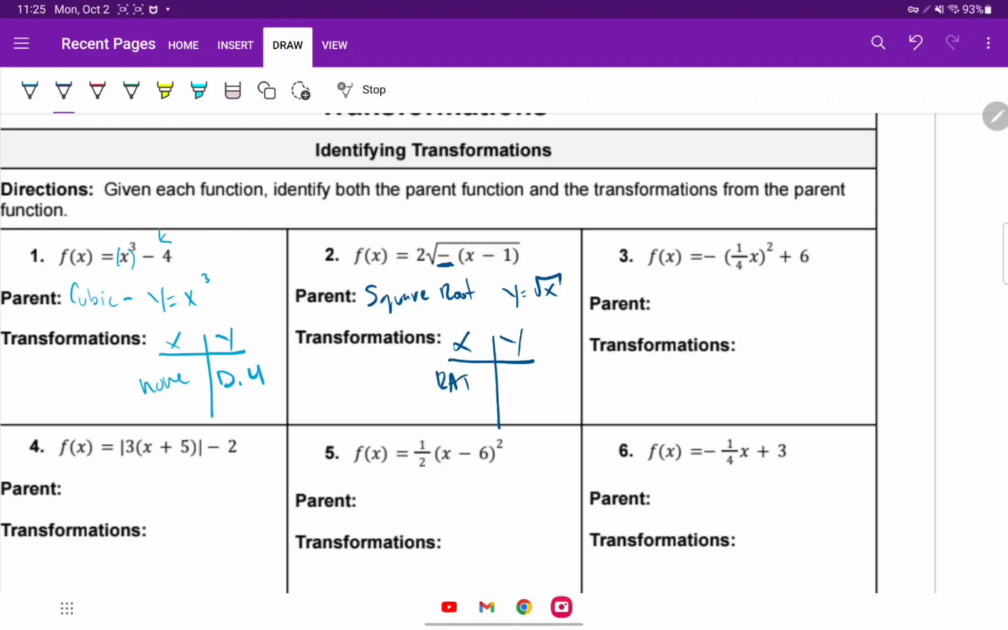Reflection across the y-axis. We also have a minus 1. Remember, insiders lie, so that's really a plus 1. And positive h's go to the right, so that's right 1 unit. We went from left to right on the inside. Now we're going to go from left to right on the outside. The only number we have on the outside is 2. That's currently being multiplied, and that number is greater than 1, so that's a vertical stretch by 2.